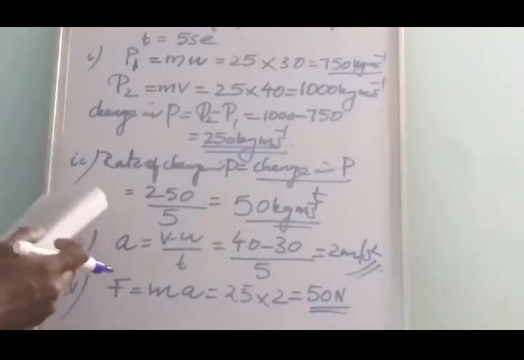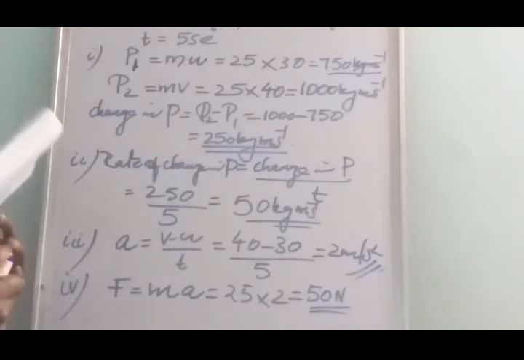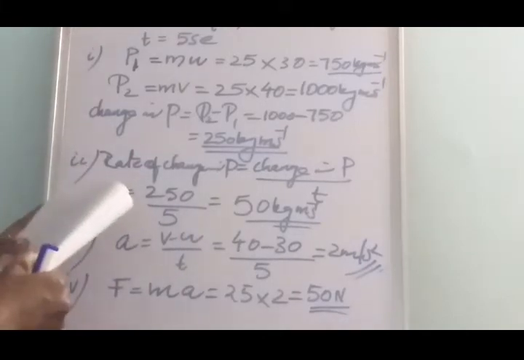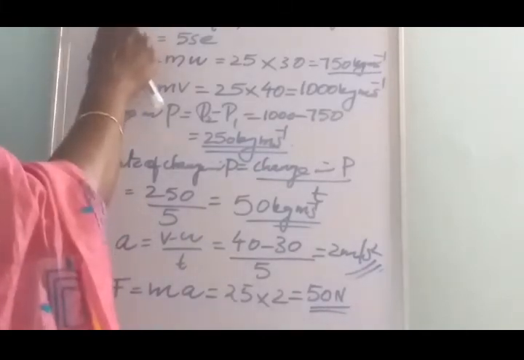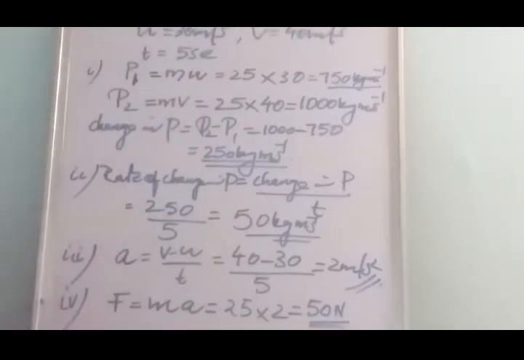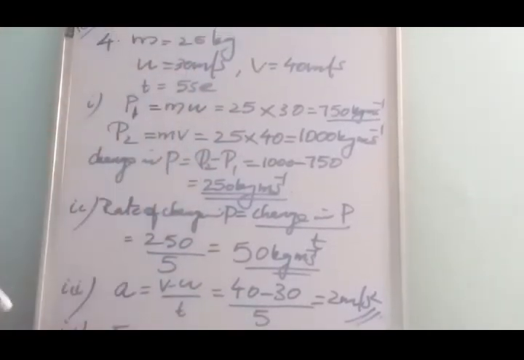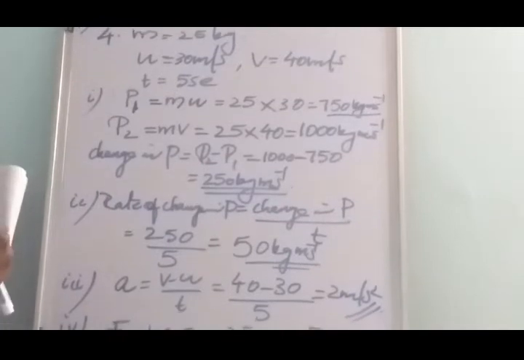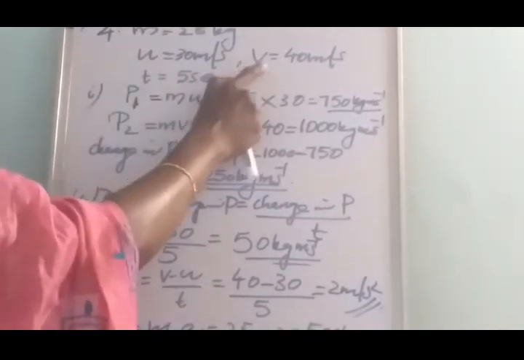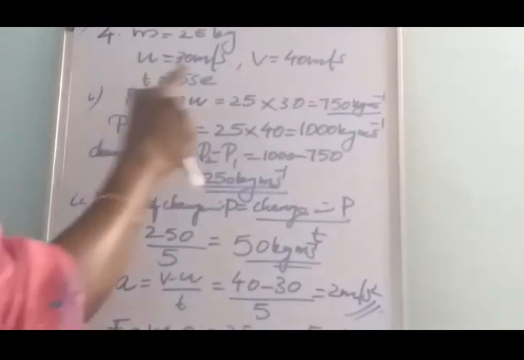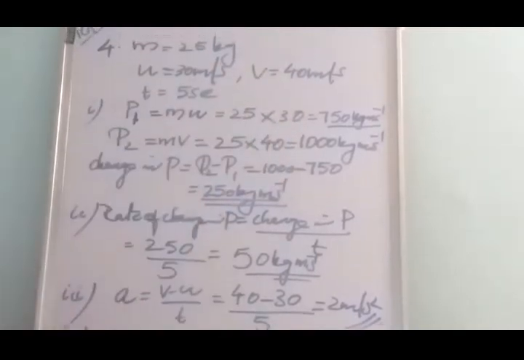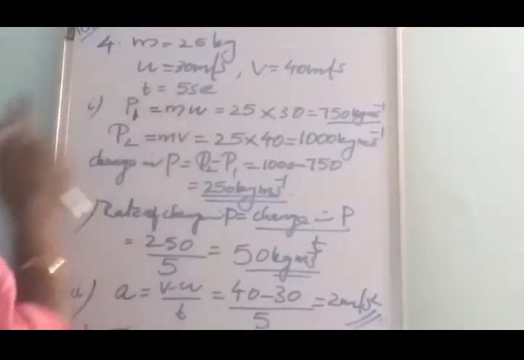Here a body of mass 25 kg is initially moving with a velocity. So mass is given as m is equal to 25 kg. Initial velocity is 30 meter per second. After applying force, its velocity changes to 40 meter per second. So its final velocity v is equal to 40 meter per second during the time t equal to 5 seconds.